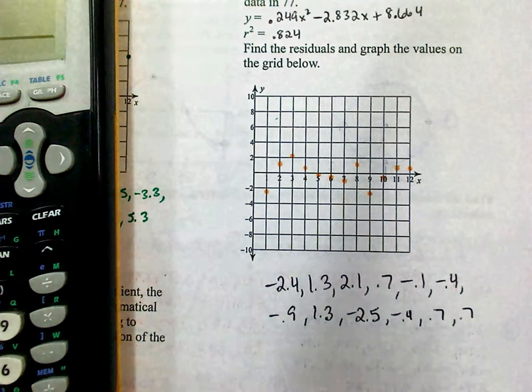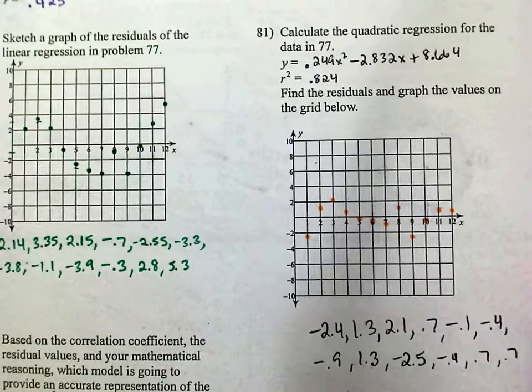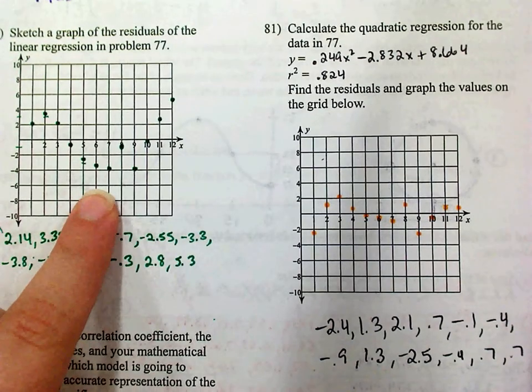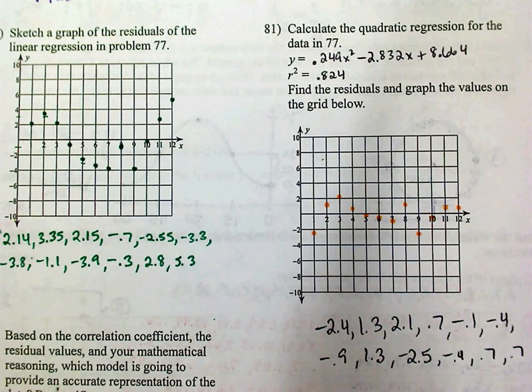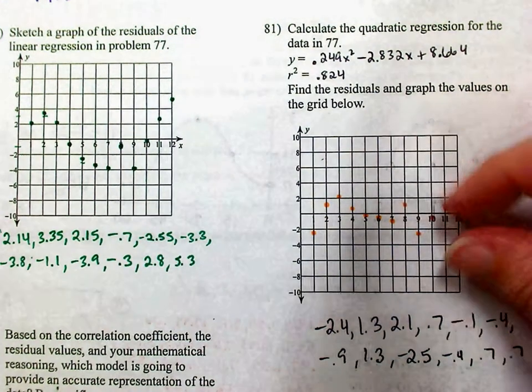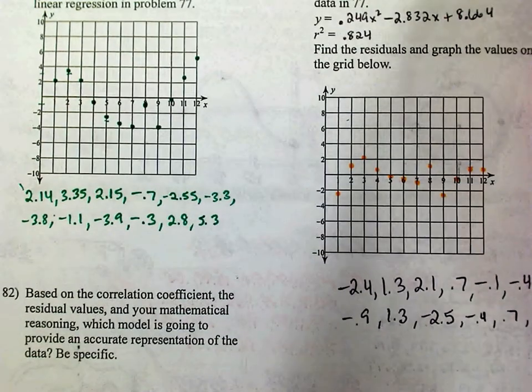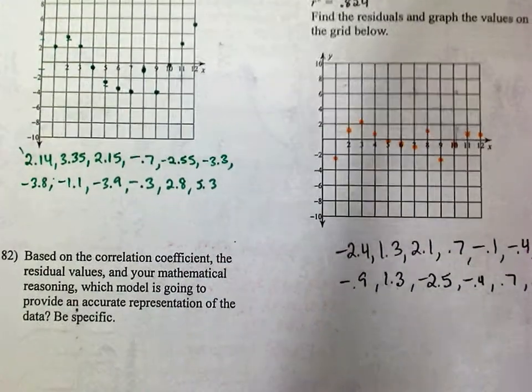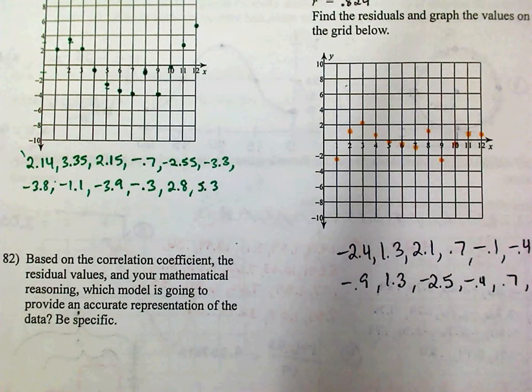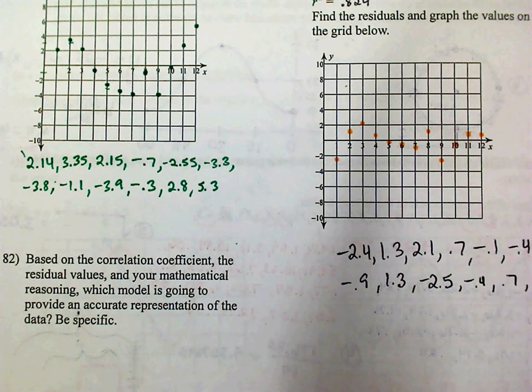Okay. Much more random than that was. That one had a little bit more shape to it, whereas this is all kind of clumped around the x-axis, which is definitely what you want, okay? That being said, based on the correlation coefficients and the residual values, in your mathematical reasoning, which model is going to provide an accurate representation of the data, be specific. So I just talked about that, but I'm going to leave that up to you to actually verbalize it. I do want to go ahead and say, yeah, no, that's good. Okay, that's it.